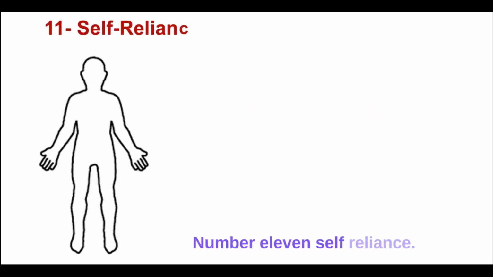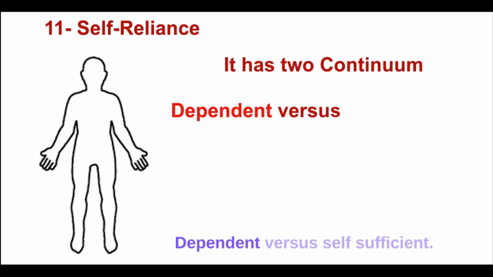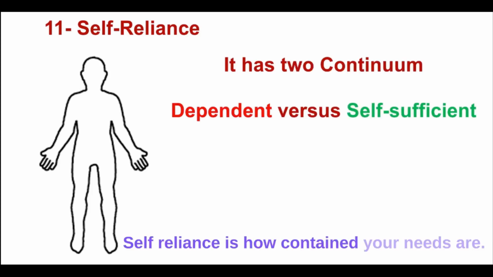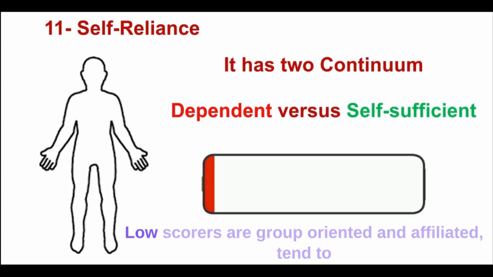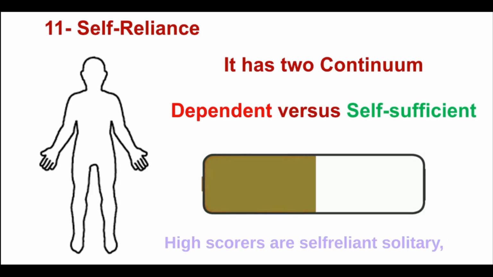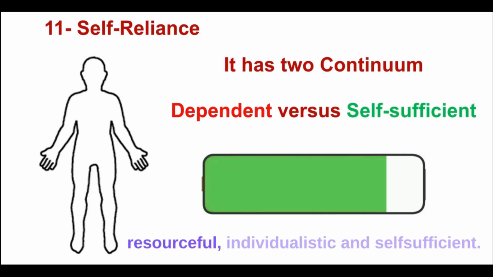Number 11, self-reliance. Dependent versus self-sufficient. Self-reliance is how contained your needs are. Low scorers are group-oriented and affiliative, and tend to depend on others and take help from others. High scorers are self-reliant, solitary, resourceful, individualistic, and self-sufficient.